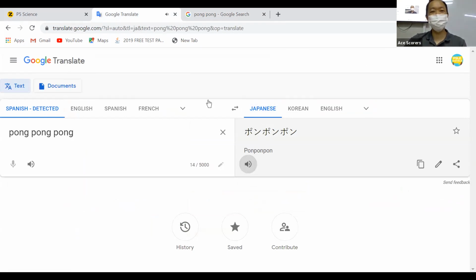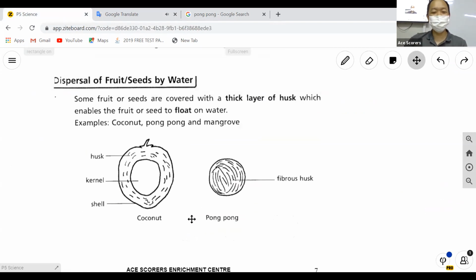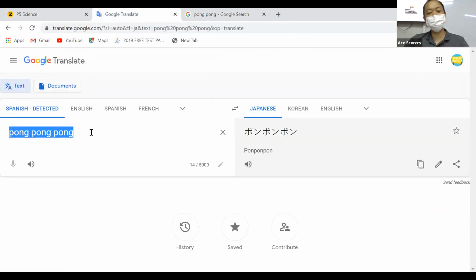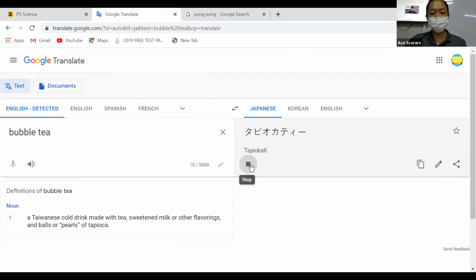Bubble tea. Huh? Bubble tea. Tapioca tea. Why tapioca? Kombucha. I don't know. Why is it tapioca?